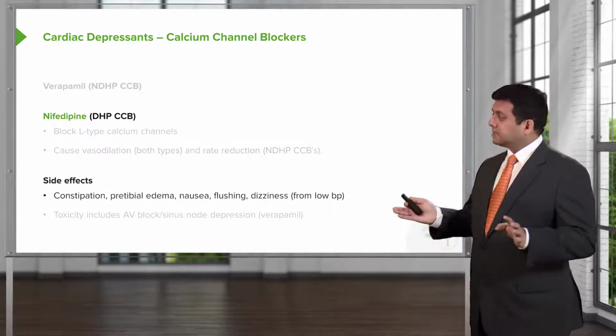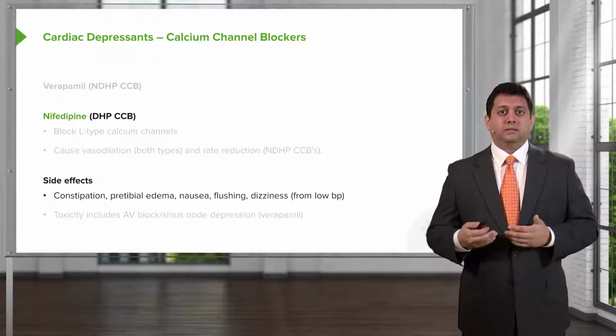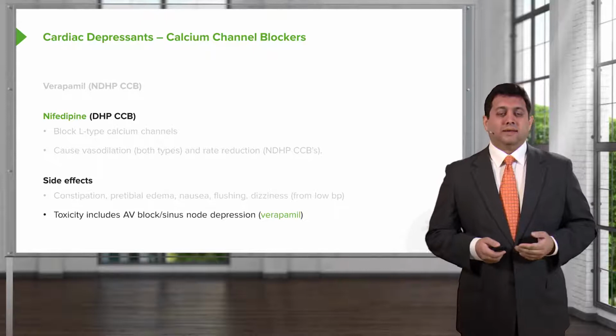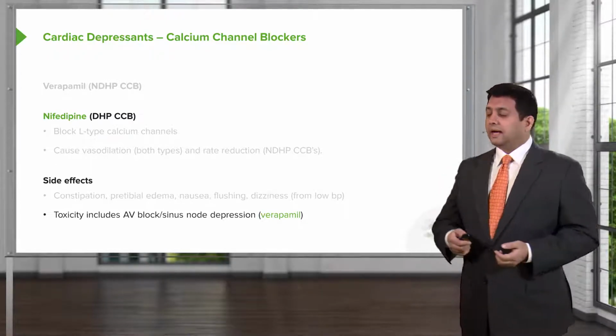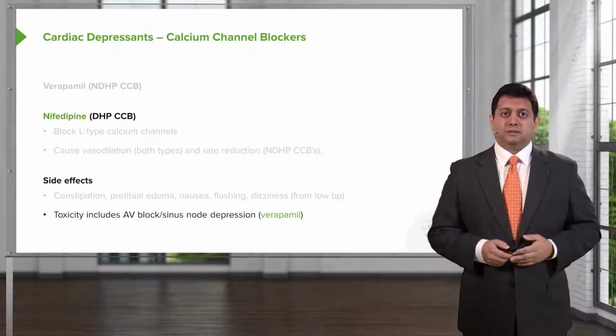Now, side effects of these particular agents are constipation, pretibial edema, nausea, flushing, and dizziness. Toxicity includes AV blocks, so you can have sinus node depression, AV block, and this is usually from verapamil, which has the most activity at the heart.